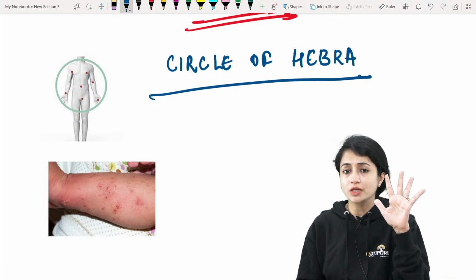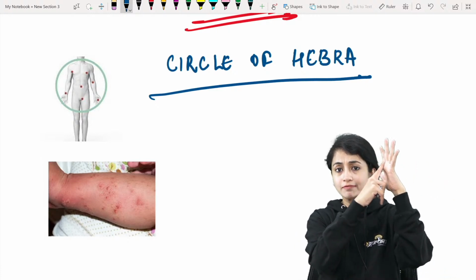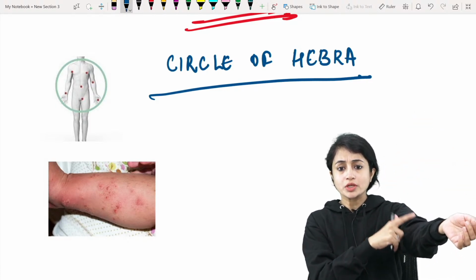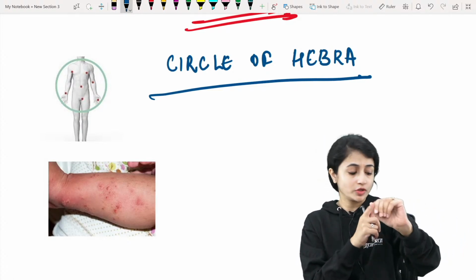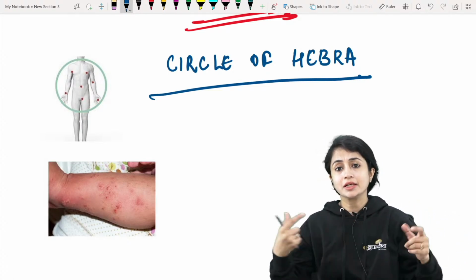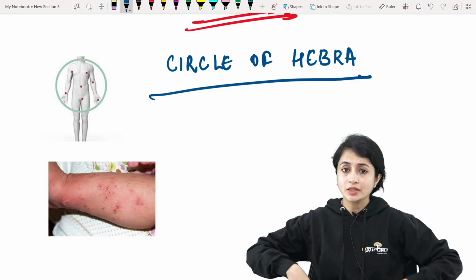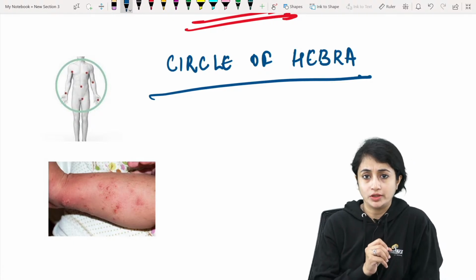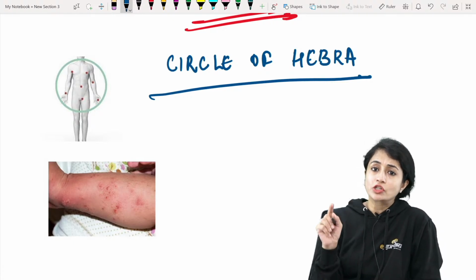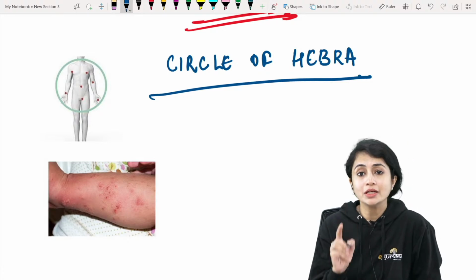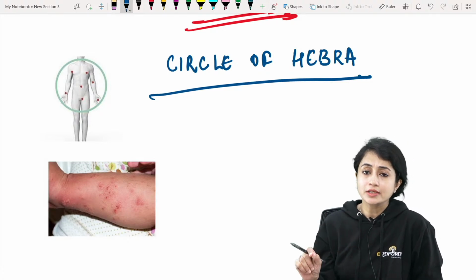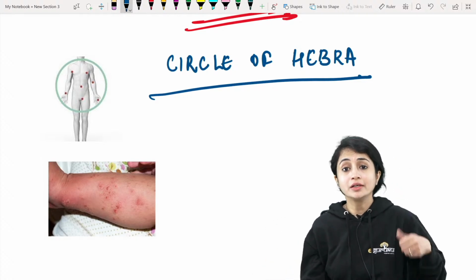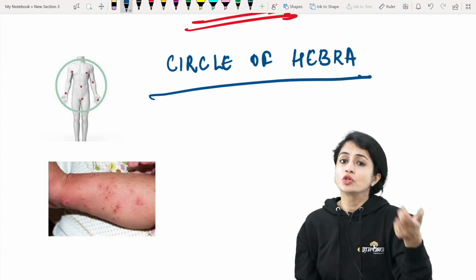Now, a patient of scabies typically has lesions in the interweb spaces, on the wrist area, the cubital fossa, the axillary fossa, the mammary area, umbilicus and groin. So it forms an imaginary circle on the body. These classical sites which are affected by scabies form an imaginary circle on the body, and this circle was described by Hebra, and so it is called the circle of Hebra. Again, a very, very classical point to distinguish scabies.